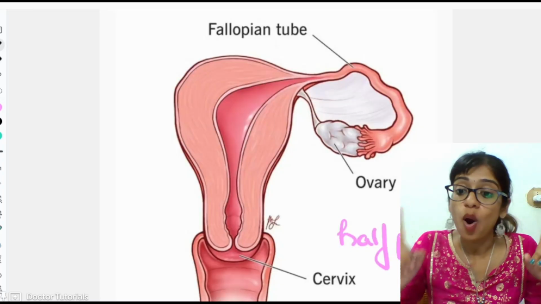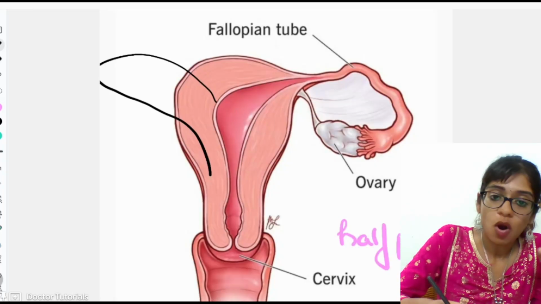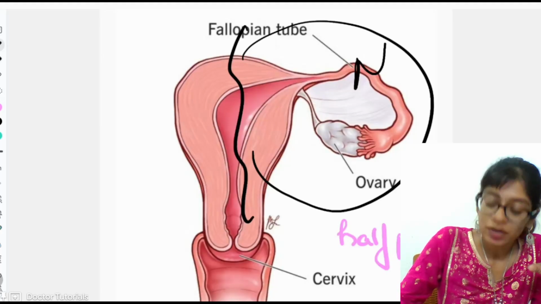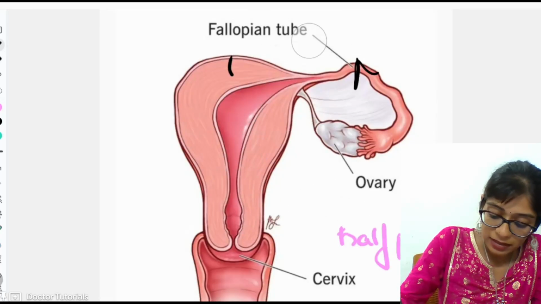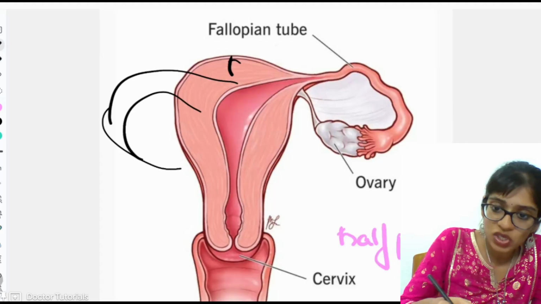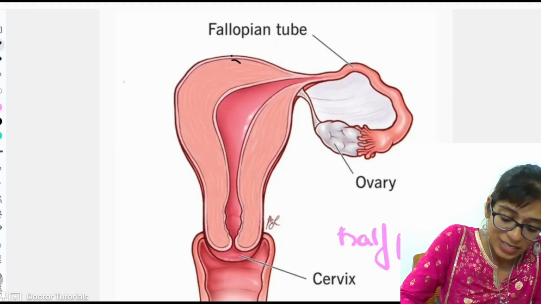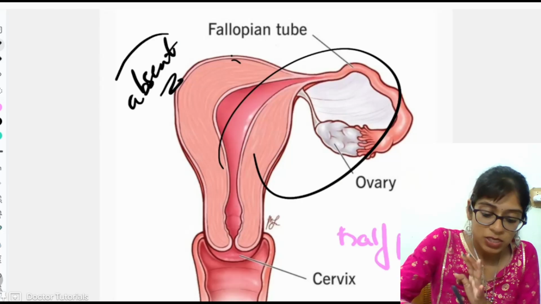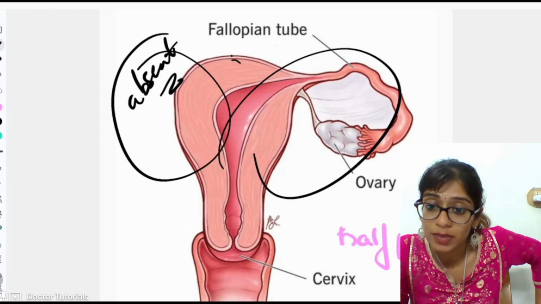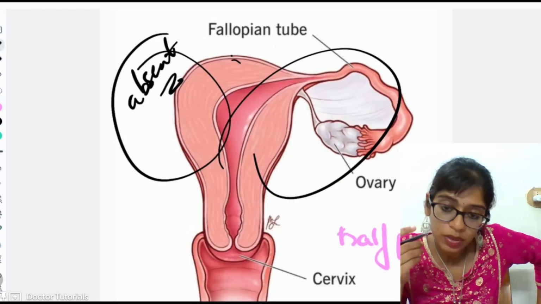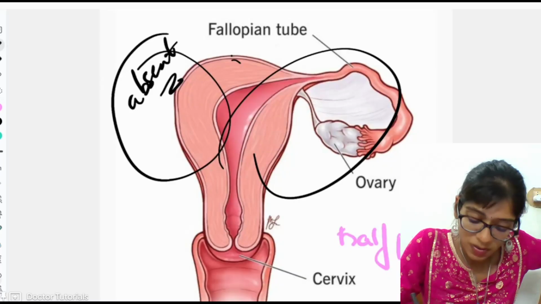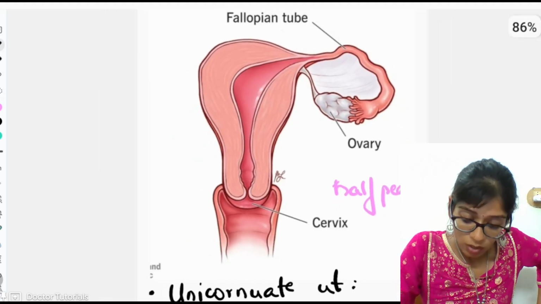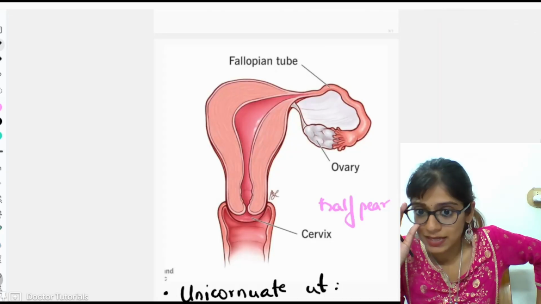Okay, cornu means horn. So instead of two horns, this uterus is developed well only on one side. This is the normal side. But on this side, can you see any fallopian tube? Can you see any horn? No. So in a unicornuate uterus, one side is properly developed, but the other side is either absent or rudimentary or less developed. Even if an embryo is implanted here, the space is less, so there is a chance of miscarriage. Okay, understood. This is the unicornuate uterus. So these two are easy to identify.